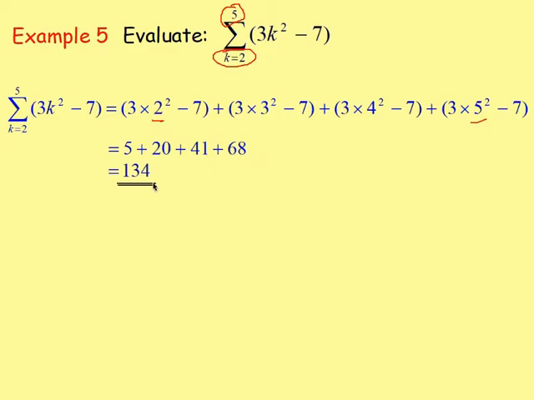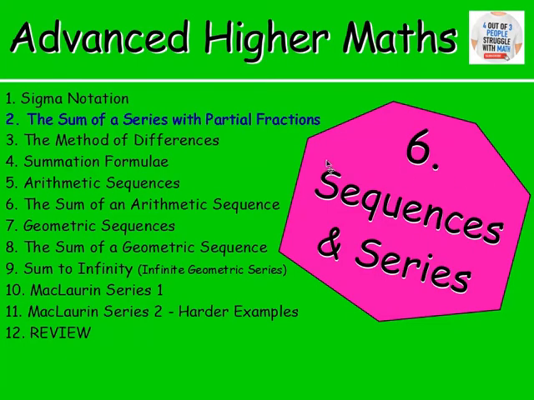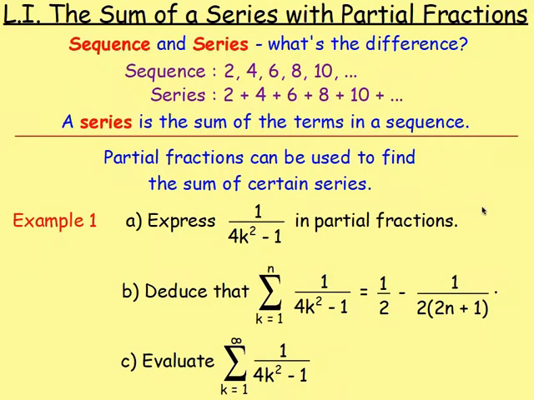This is 68, giving you a grand total of 134. After that, we went on to lesson 2, which was the sum of a series with partial fractions. I also put in here the difference between a sequence and a series. Remember, a sequence is a list of numbers in a definite order, and a series is just the sum of those terms. Partial fractions can be used to find the sum of a certain series.